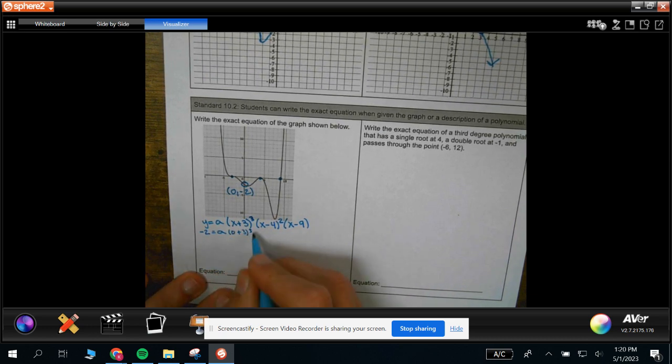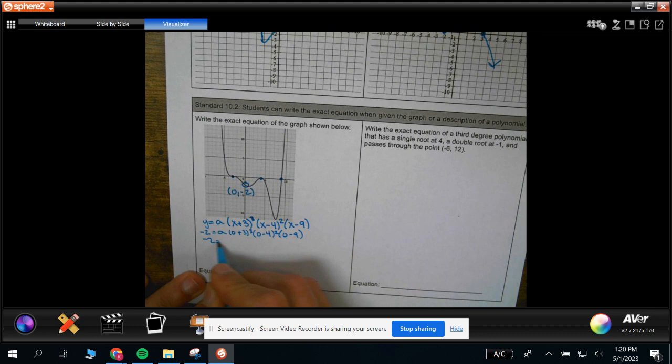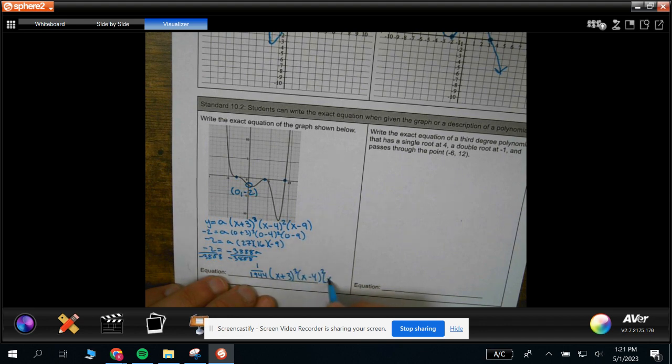0 plus 3 cubed times 0 minus 4 squared times 0 minus 9. That means -2 equals a times 27 times 16 times -9. So -2 equals, what does that equal? 27 times 16 times -9 is -3,888a. Get a by itself. Solve for a. So if I were to simplify that fraction, I would say it is 1 over 1,944 times (x plus 3) cubed, (x minus 4) squared, (x minus 9).